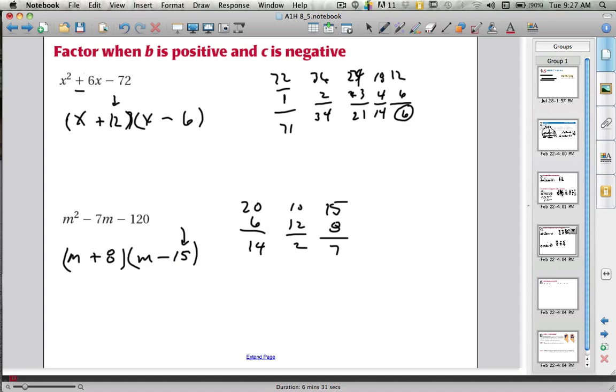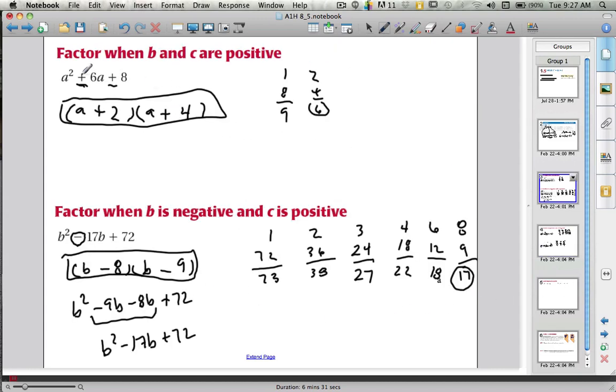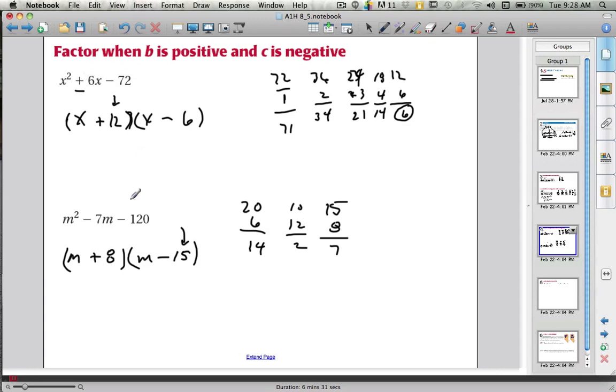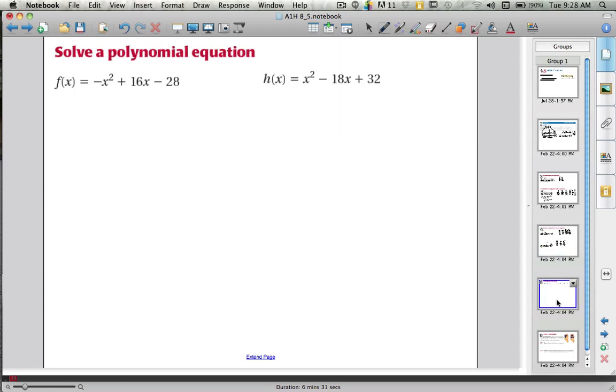Okay, so that covers all the different possible situations. Positive, positive, positive, negative, negative, positive, negative, negative. Those are all the different ways it can come out. And this is how you determine how to factor it and what pieces go where.